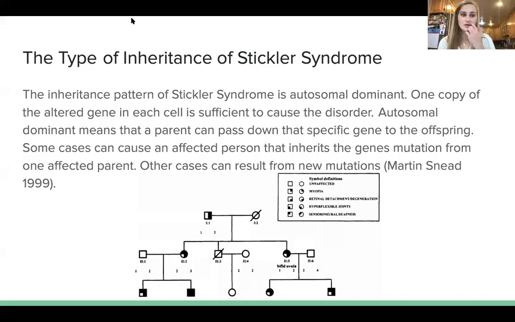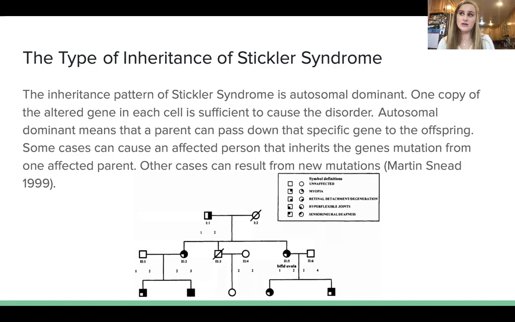So the type of inheritance of Stickler syndrome. The inheritance pattern of Stickler syndrome is autosomal dominant. One copy of the altered gene in each cell is sufficient to cause the disorder. Autosomal dominant means that a parent can pass down that specific gene to the offspring. In some cases, the affected individual inherits the gene mutation from one affected parent. In some other cases, it can result from new mutations.